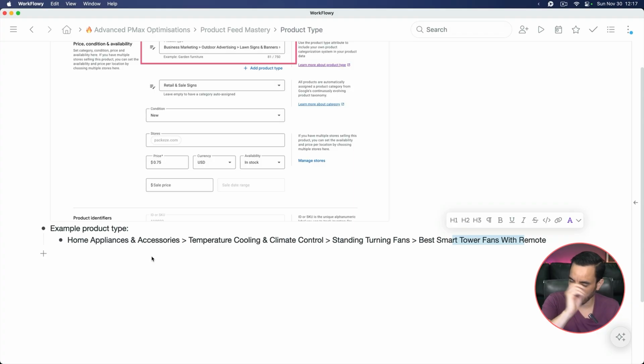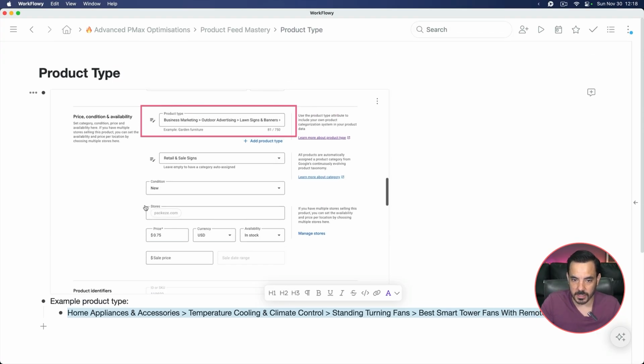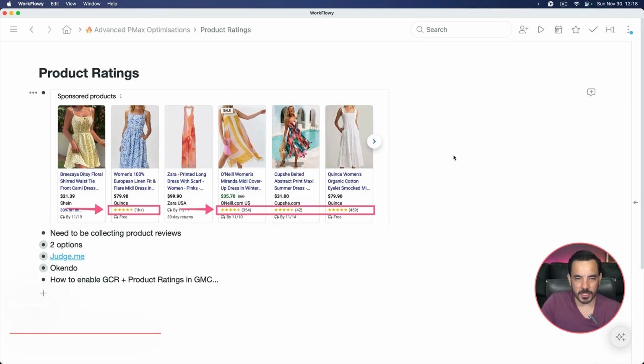After product title, product title is definitely the biggest impact in terms of telling Google which keywords you want to show for. But product type is the next thing down the list, where you can input keywords into Google to tell it what you want to target and actually have an impact on your overall results. So product type optimization, definitely want to make sure this is sorted out for all your products, and especially for your top selling products. Finally, guys, we have product ratings.